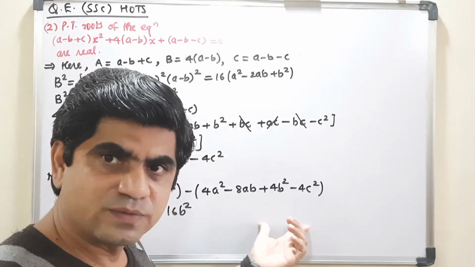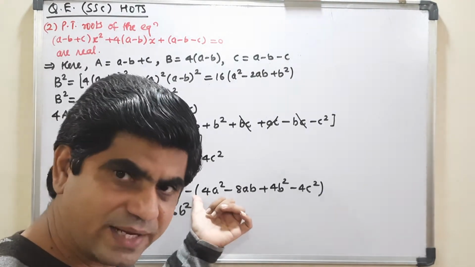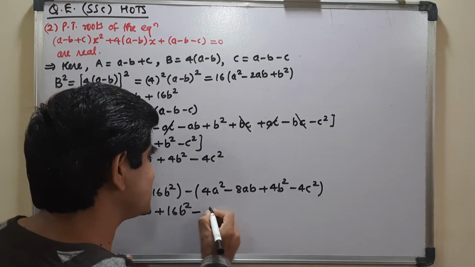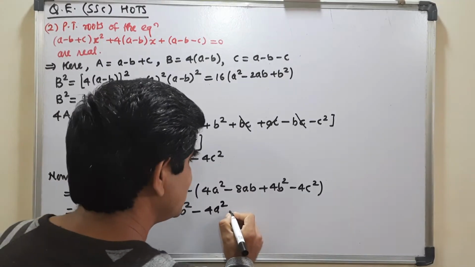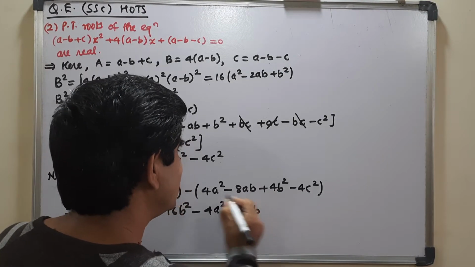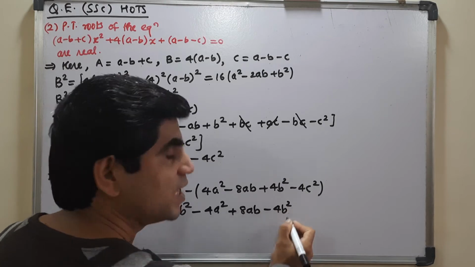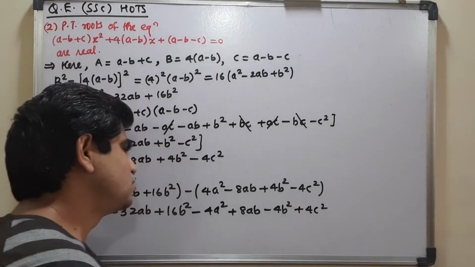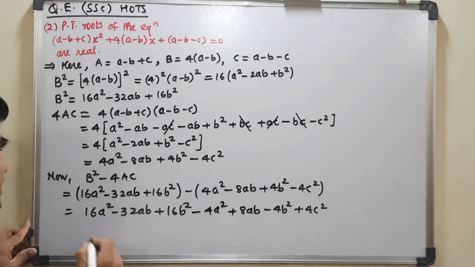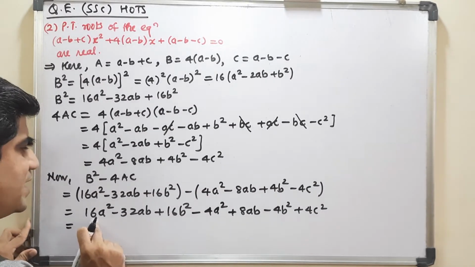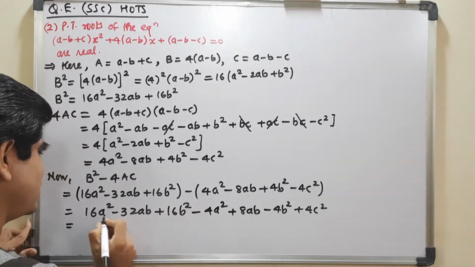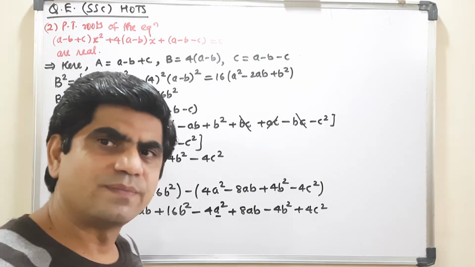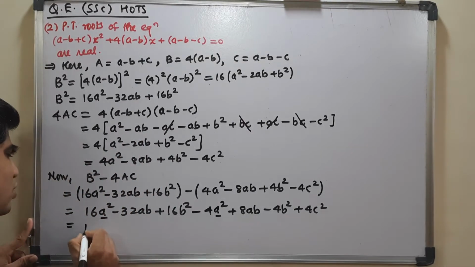But when I open this bracket, there is already a minus sign present. So when I open, this minus will make the first term minus, the second term plus, the third term minus, and the fourth term plus. So I finally get here 16a square minus 4a square. These are like terms. So 16a square minus 4a square will become 12a square.